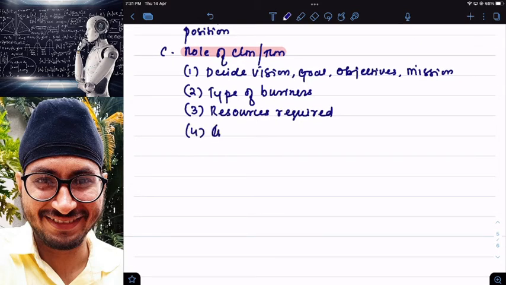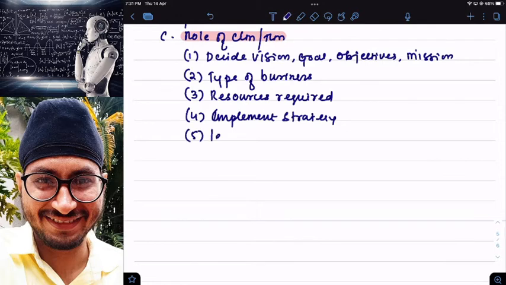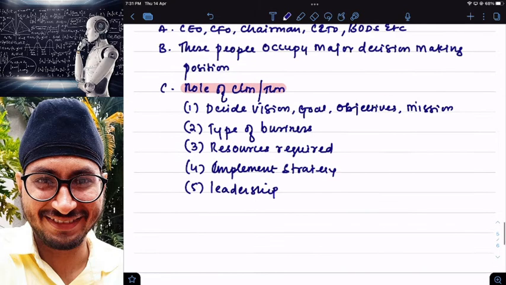They will implement the strategy. Who implements the strategy? Top level management. And then they will also take care of leadership. In simple words, they are nothing but the leaders of a company. So what is the role of top level management? They decide the vision, goal, objectives and mission. Plus they also decide which type of business they should be in and which they should not do. They will decide the resources required to start a business, how to implement a strategy, and they will also act as leaders, as role models to other levels of management.